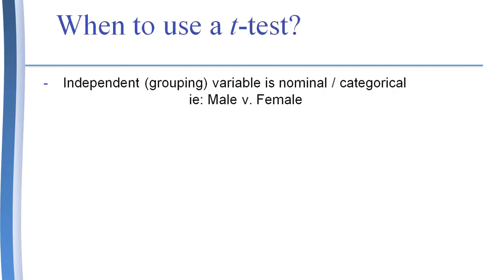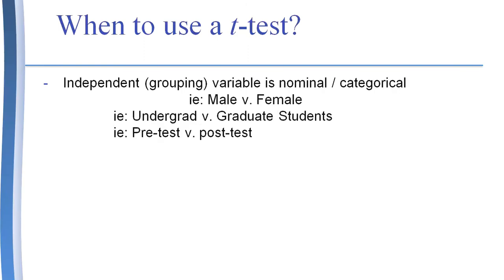When do we use a t-test? So I just gave you the example: male versus female for independent groupings, undergrad versus graduate, pre-test versus post-test. Male versus female and undergrad versus graduate are both examples of independent groupings. Pre-test versus post-test would be an example of a dependent t-test, right? Because it's one group of people being tested twice.